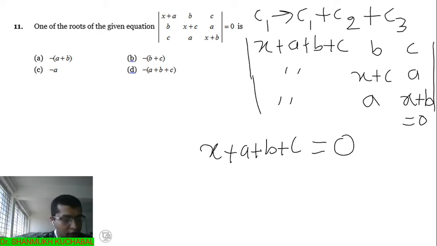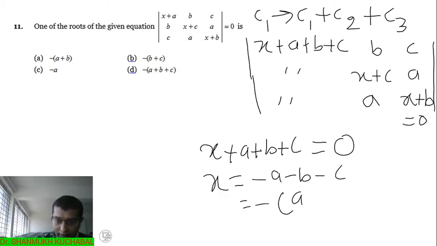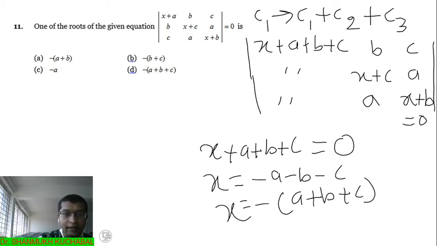Then I write the solution for x here. x equal to, transposing to the RHS side, it is minus a minus b minus c, or else we can write minus common, a plus b plus c. Therefore option D is the right answer. Like this we have to choose the correct option for a given example here, right?